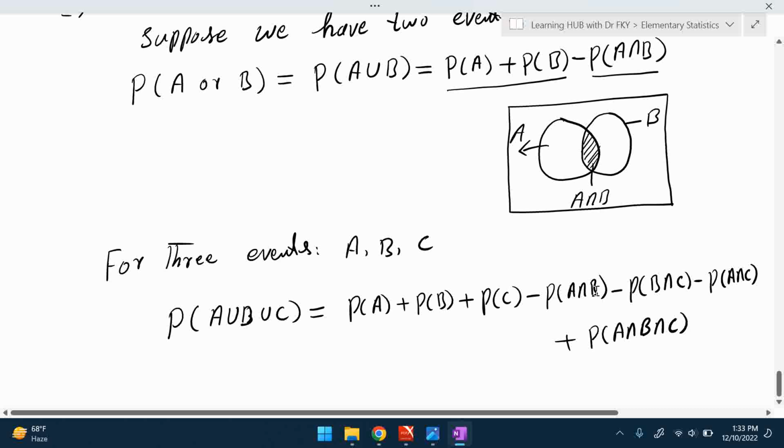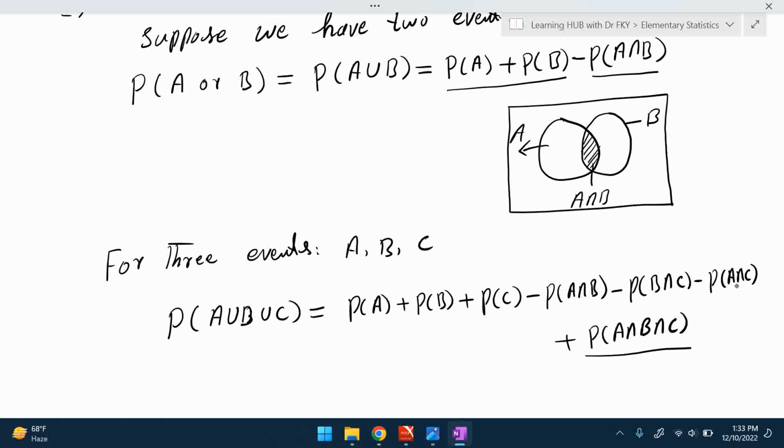Why are we subtracting this? If you understand this part, you can understand this part, because the intersection part is counted in probability of A and the intersection part is counted in probability of B. So we are subtracting this. A similar interpretation holds for probability of B intersection C, and for probability of A intersection C. Remember that this part is very important.